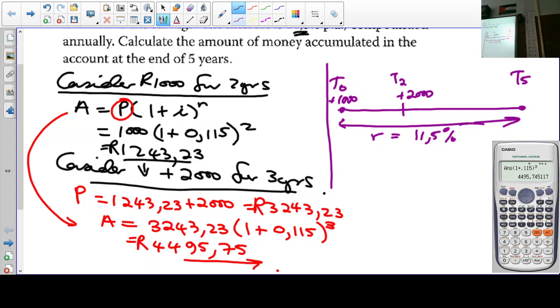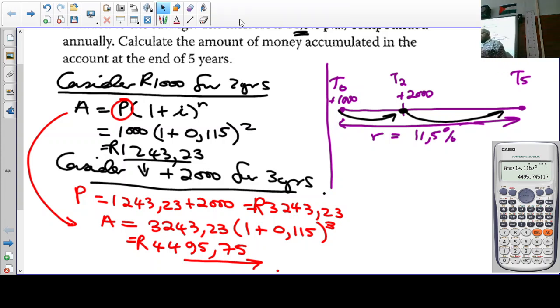So what we look at, we say, okay, what happens from there to there? We have to first consider 1,000 rand for 2 years. So this is where the first calculation comes in. What happens at the end of 2 years? I have, at that point, 1,243 rand 23 cents. But what happens now? I add 2,000 rand, which makes it 3,243 rand 23 cents for the remaining 3 years. You see, it looks much easier doing it graphically or on your number line. It will make more sense.